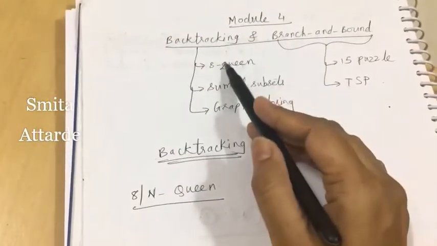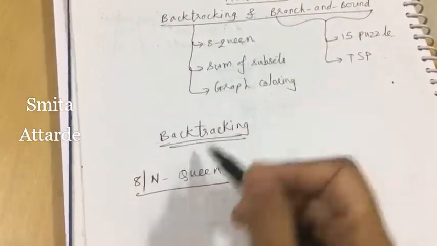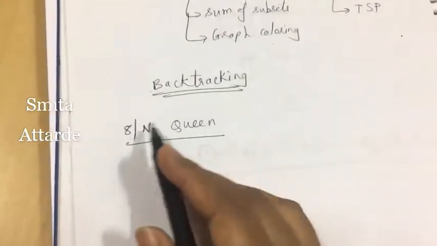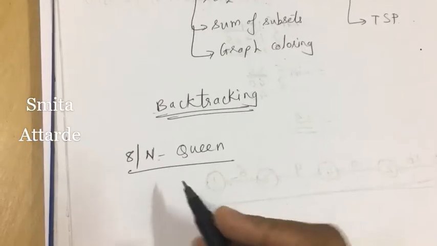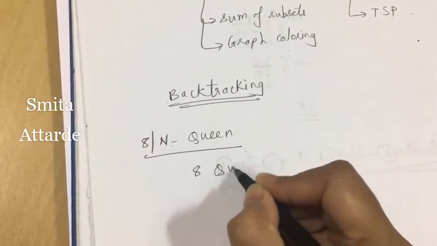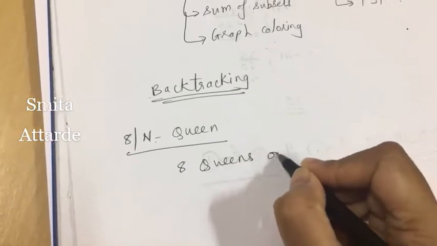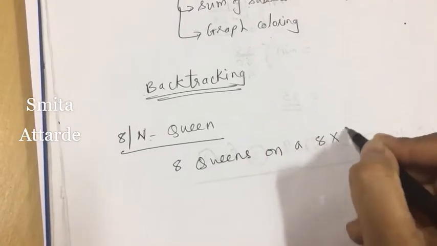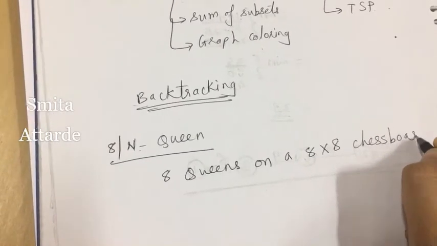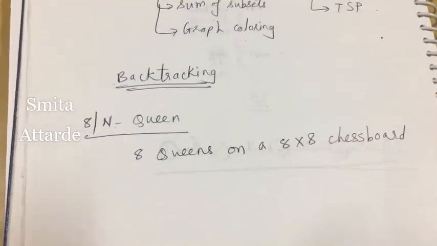So in that, the first topic we are going to study is 8 queens, also called the n queens problem. Now the problem statement in 8 queens or n queens is we have to place 8 queens on an 8 by 8 chessboard so that no two queens attack each other.